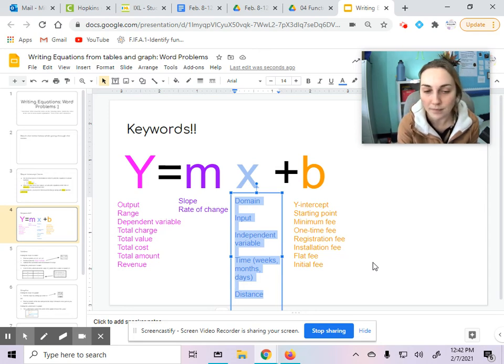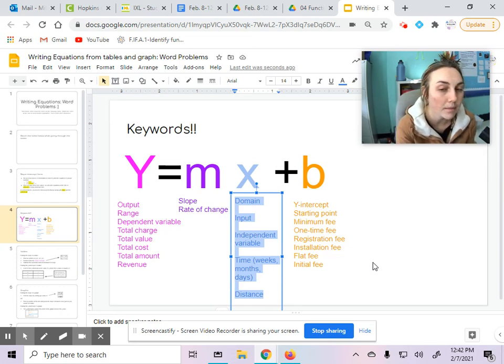Y value. X can also be time, weeks, months, days, years, fun stuff like that. And it also can be the distance, which could be miles, feet, inches, whatever. And then your plus B, again, guys, that is your y-intercept.